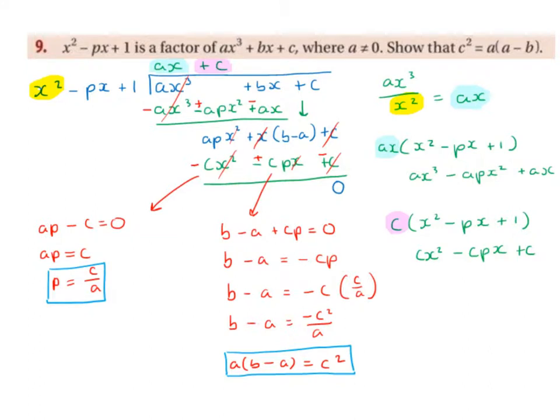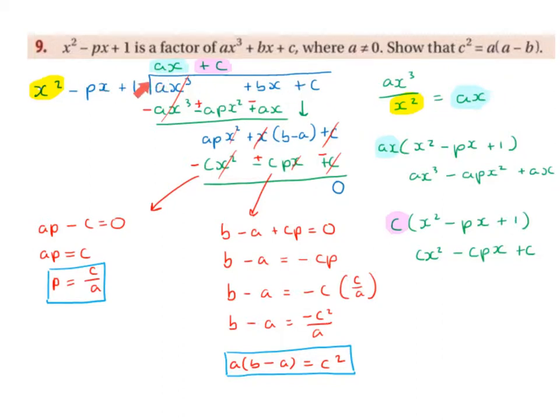So we set up our bus stop and we put ax cubed plus bx plus c underneath the bus stop. Notice that we have a gap here. That's because we don't have an x squared term. And then we put x squared minus px plus 1 outside the bus stop. So this is our highest common factor, so we're going to divide this into the bus stop.